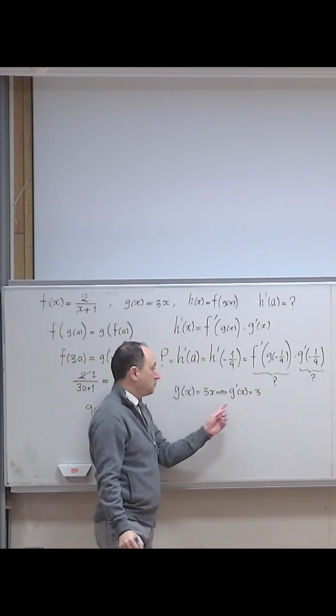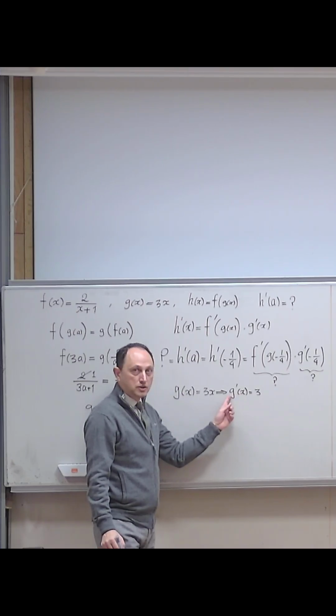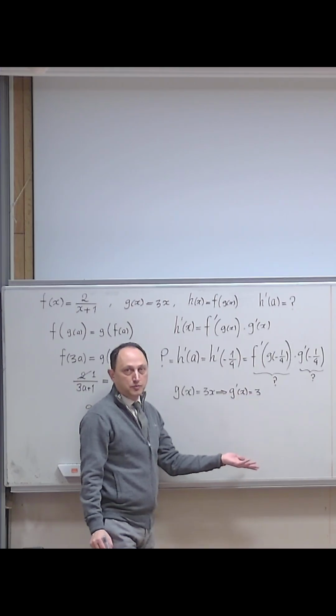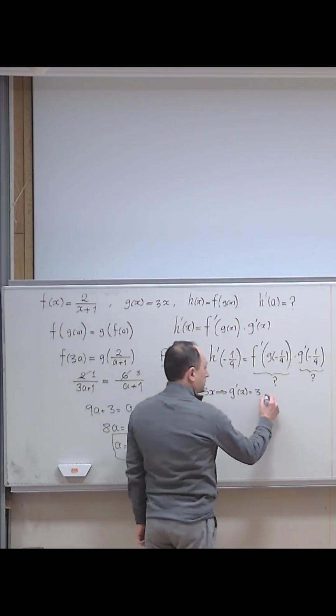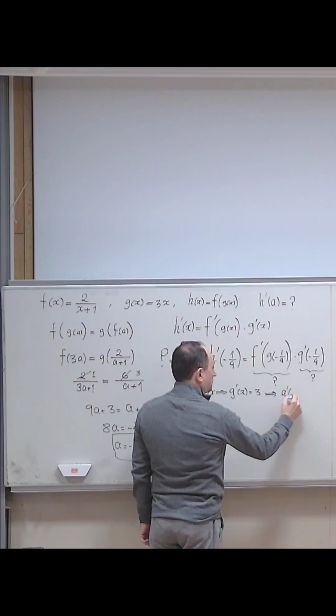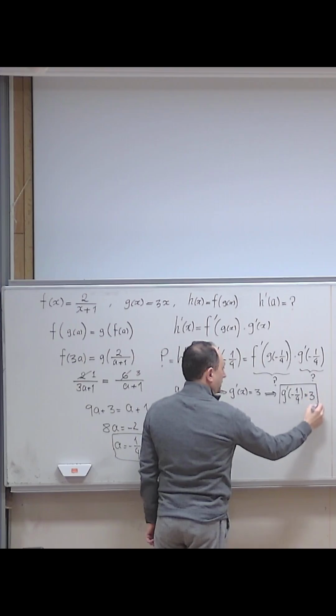So what does it mean? It means that regardless of the value of the input, g prime as a function gives me 3 as the output, no matter what x is. So this will do the same here. It means that g prime of minus 1 over 4 is also 3. The first question mark is actually found.